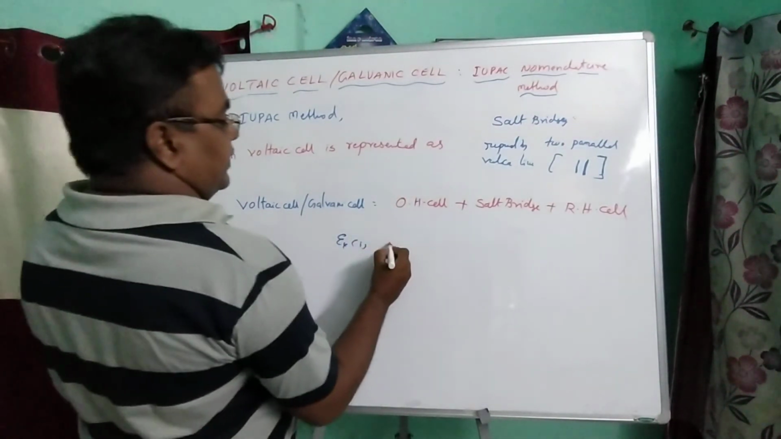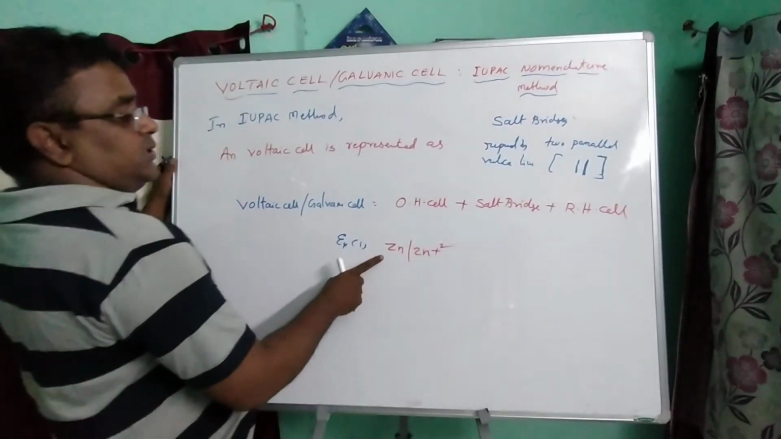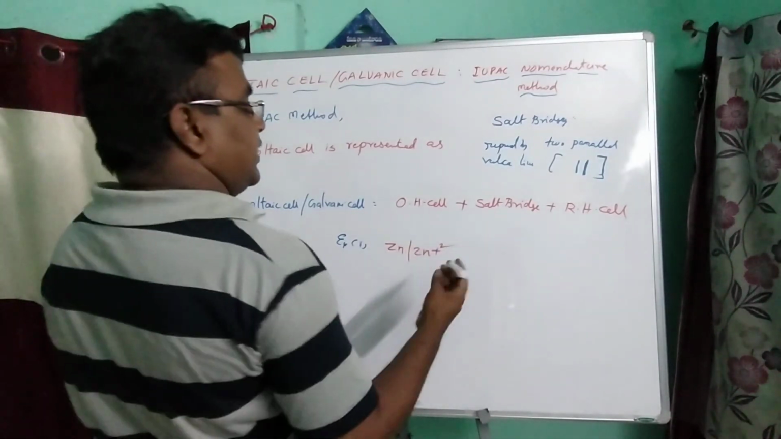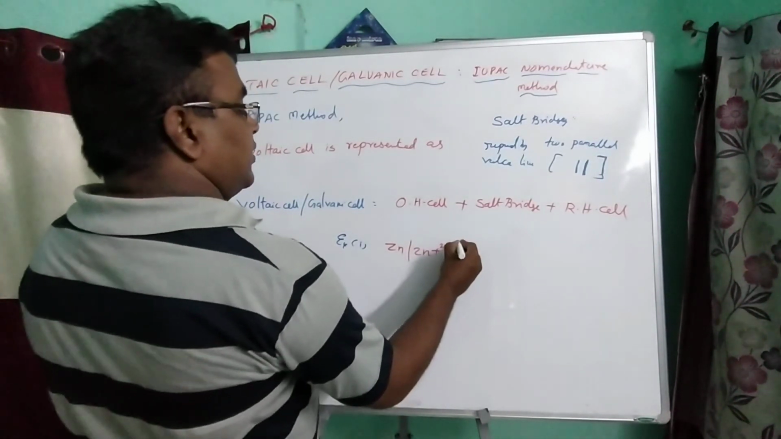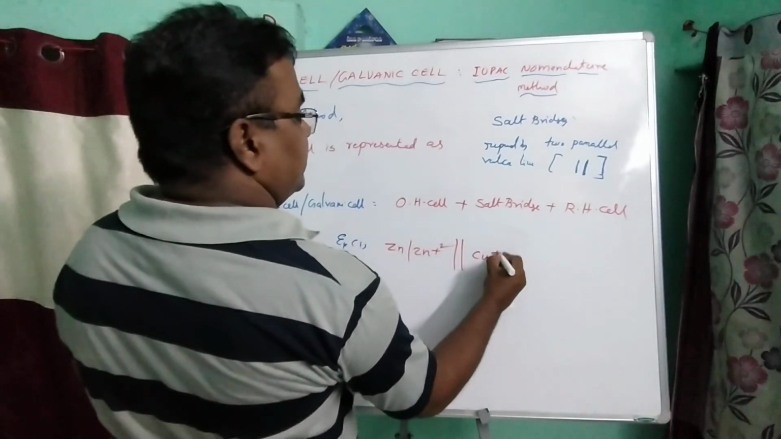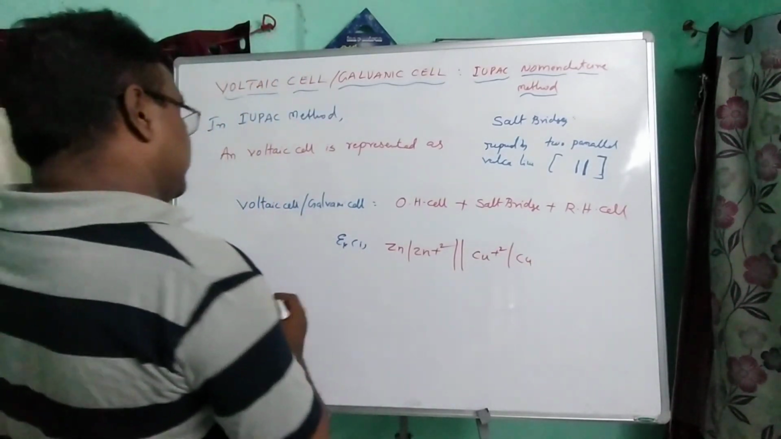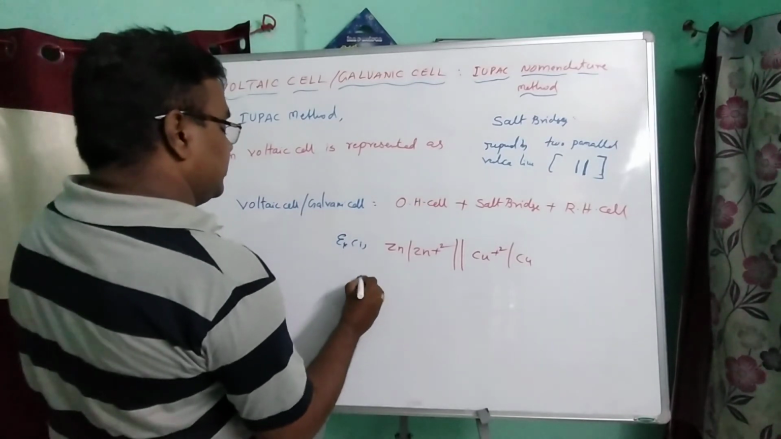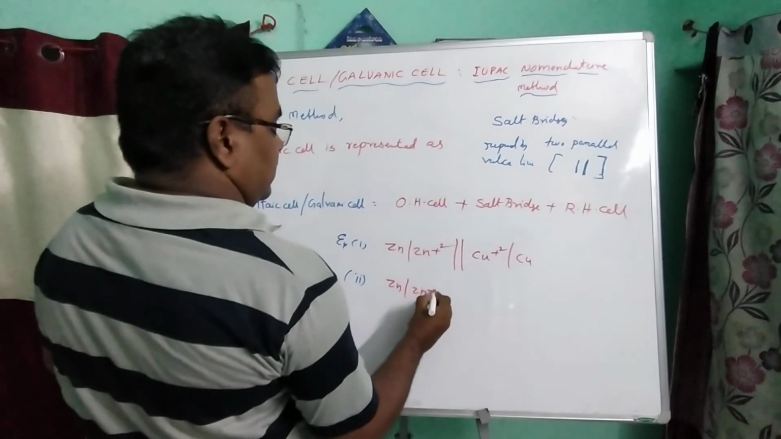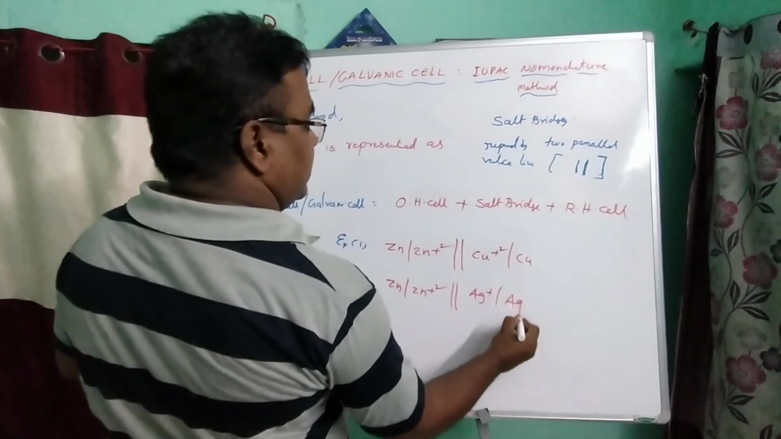Example 1: first, the oxidation half cell, for example Zn bar Zn2+, that means a zinc rod dipped in zinc sulfate solution. The salt bridge is represented as two parallel vertical lines. Next, the reduction half cell, Cu2+ bar Cu, a copper rod dipped in copper sulfate. Next, example 2: Zn bar Zn2+, salt bridge, Ag+ bar Ag, etc.